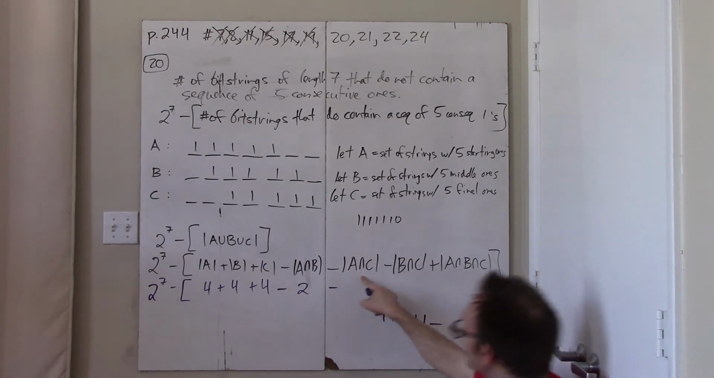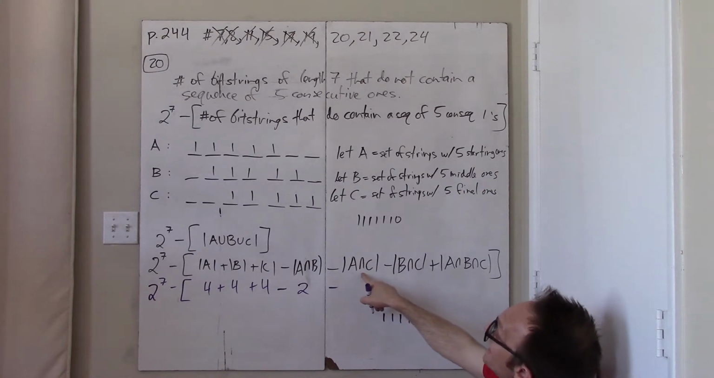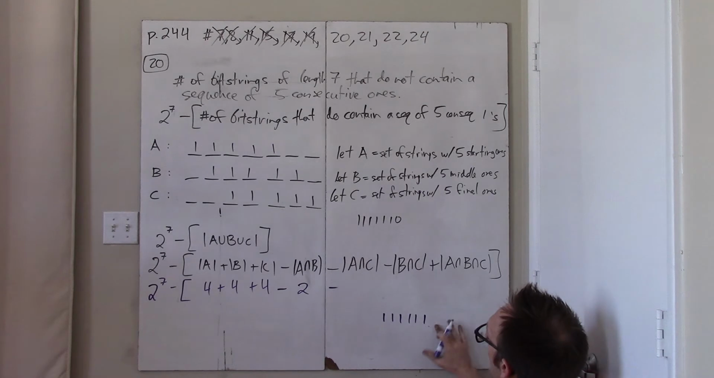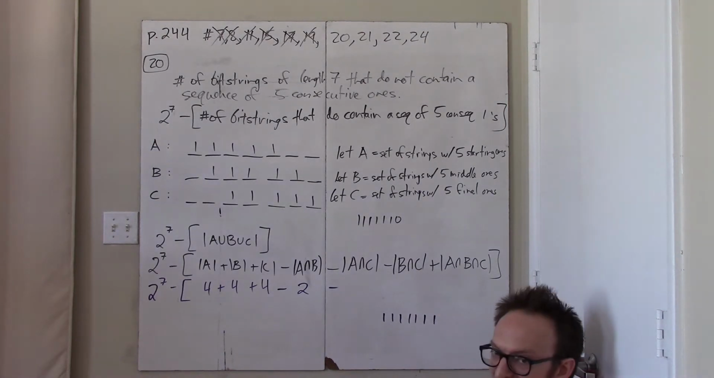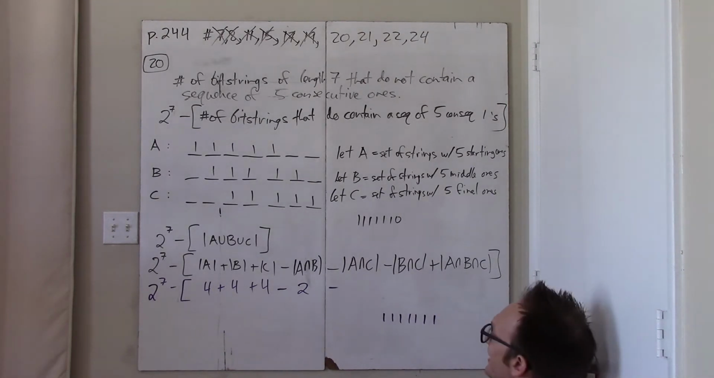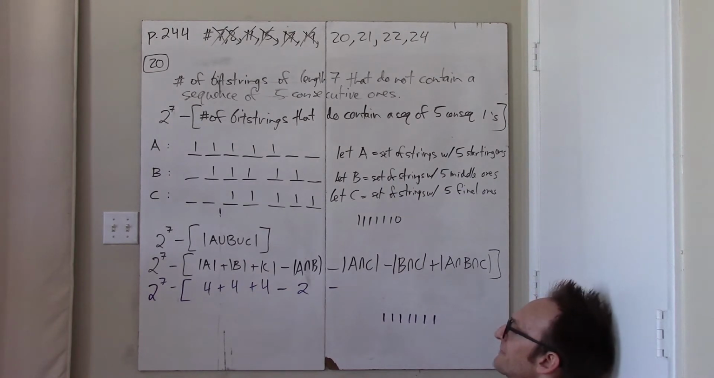How many strings are in A intersect C? Now you have to begin with 5 ones, but also end in 5 ones. If you begin with 5 ones and also end in 5 ones, then the only possibility is that they're all ones.